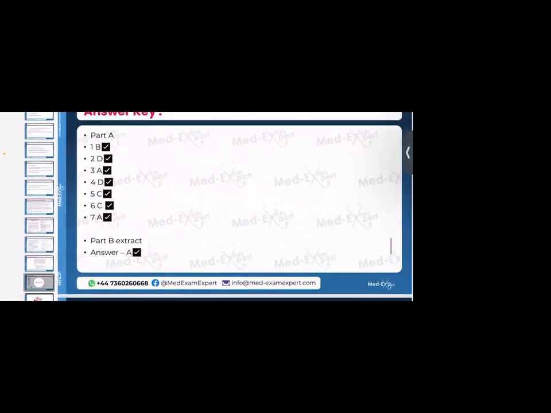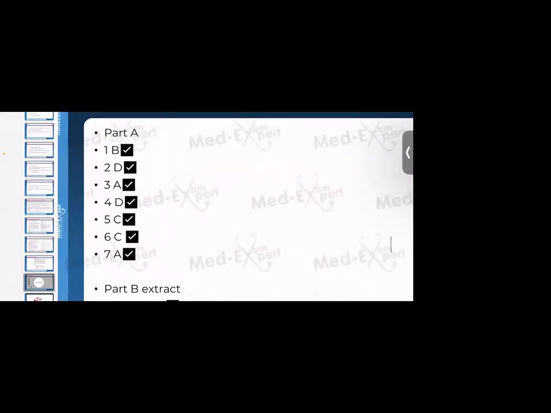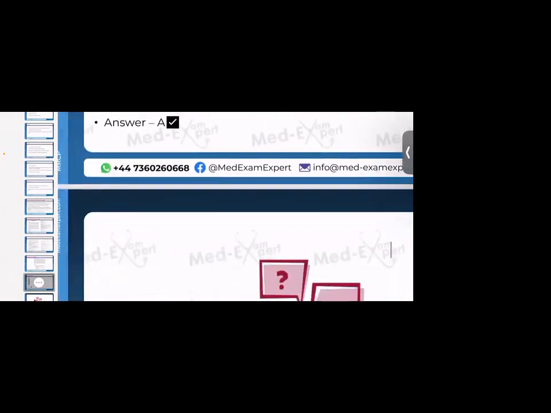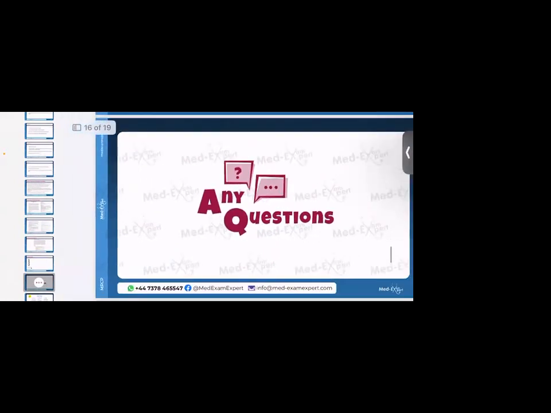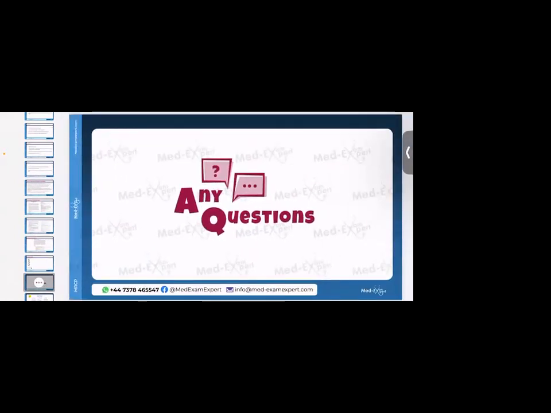And I think that today you all have understood how to solve part A, part B, and part C of reading. So here are the answers. You all can see that for part B, extract, the correct answer is A. And this is the answer key of part A, which you have to solve, like questions 1 to 7. You can easily take a screenshot of it and solve it and then check the answers. So this was all about today's webinar. And if you guys have any question, any query still sticking in your mind, you can please ask me.